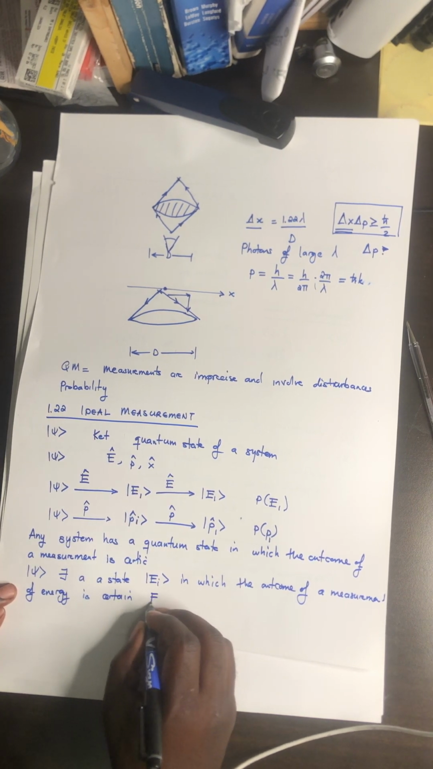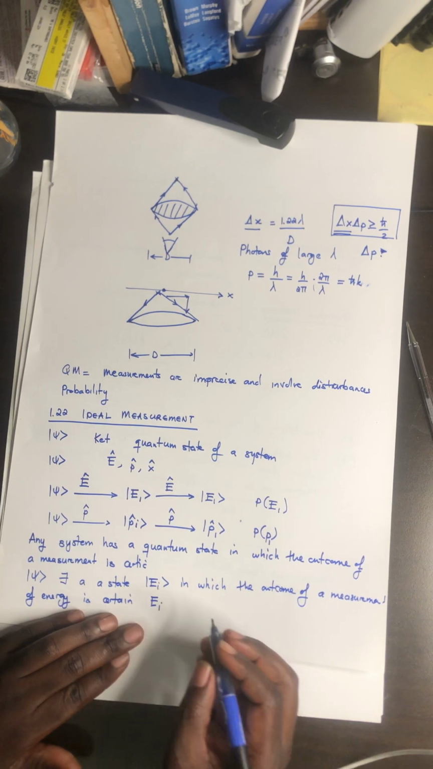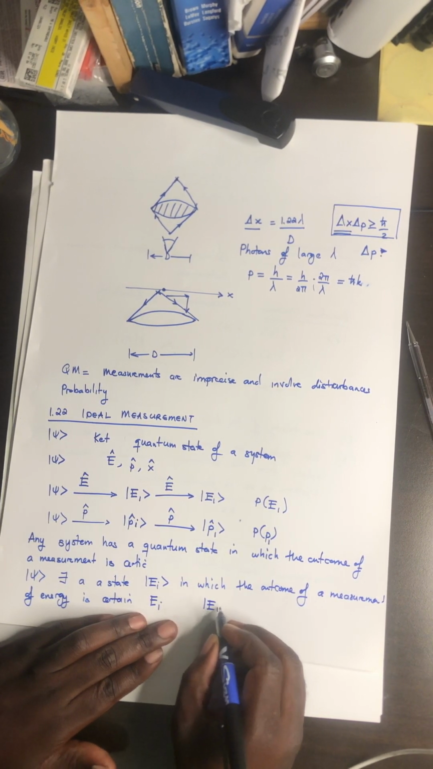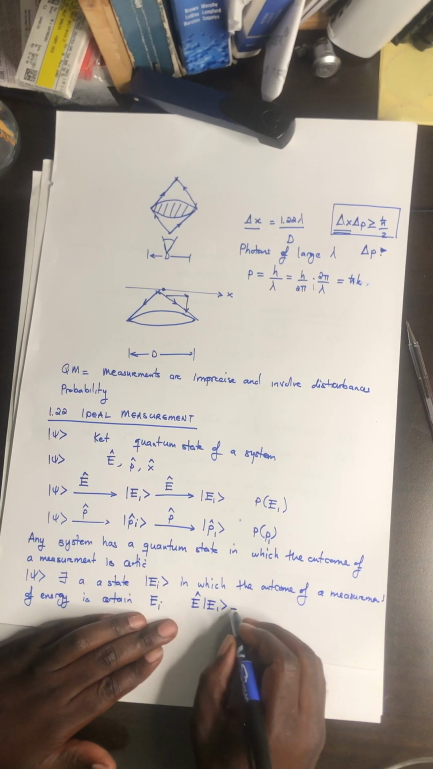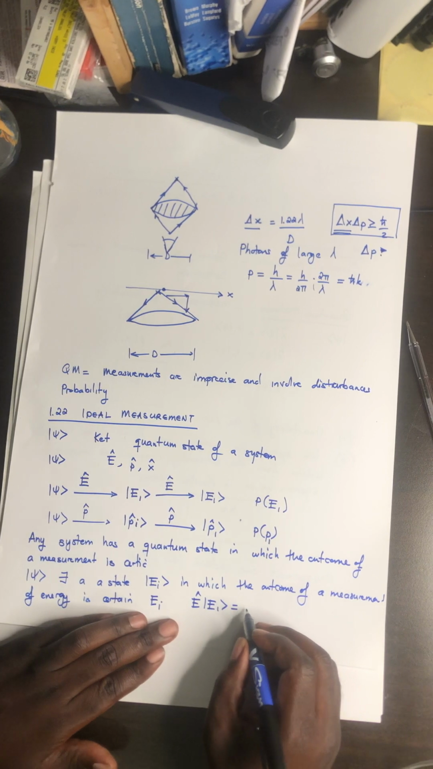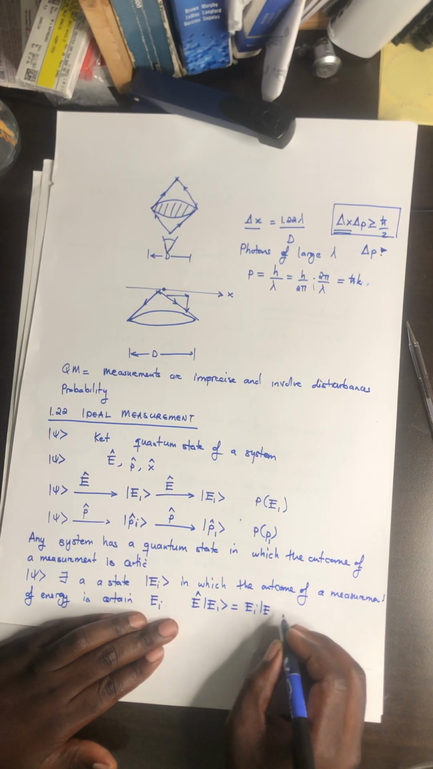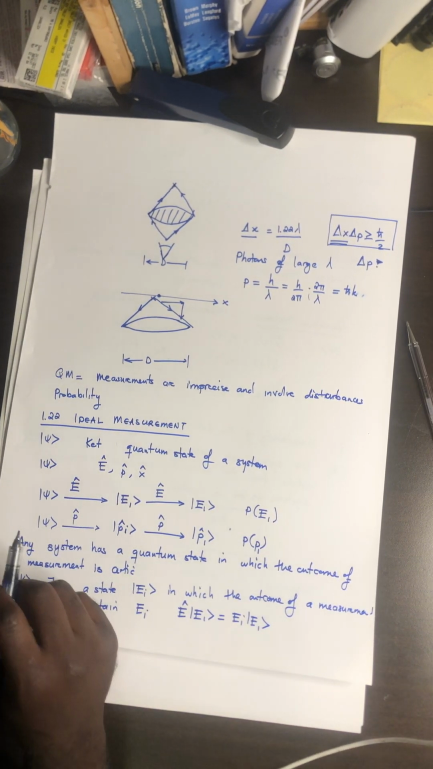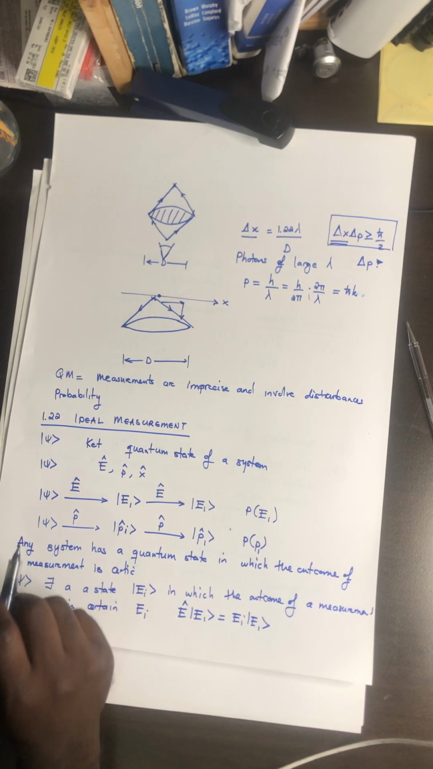and the outcome of that measurement will be EI. So in other words, this state EI, if I apply the energy operator to measure the energy, I'll be certain to get the energy EI and the state back. This is the so-called eigenvalue equation. I'm sure you remember something like this from linear algebra.